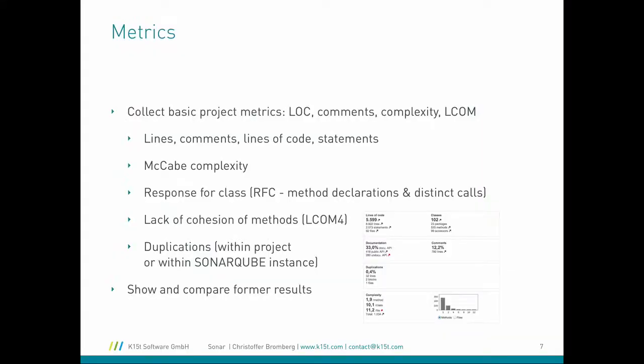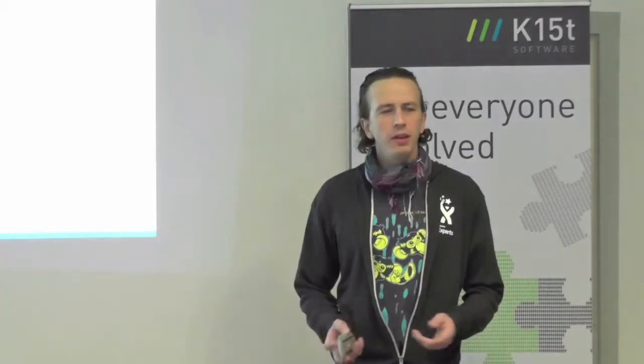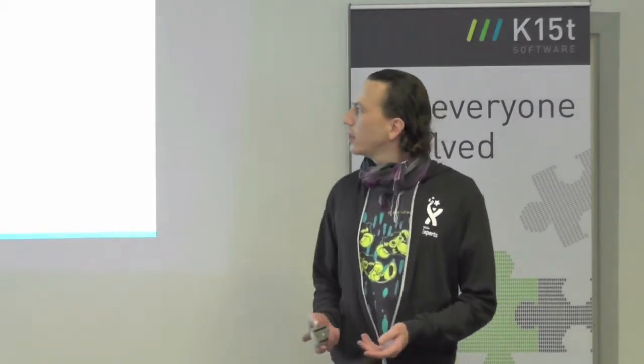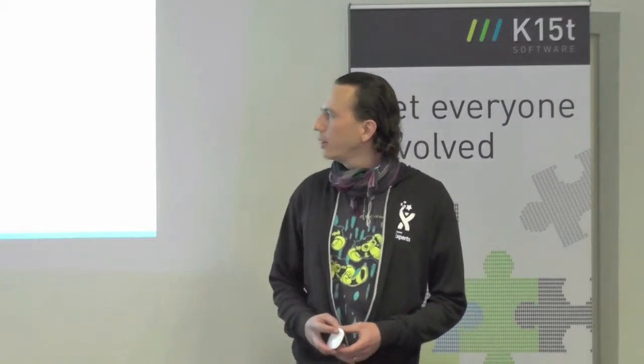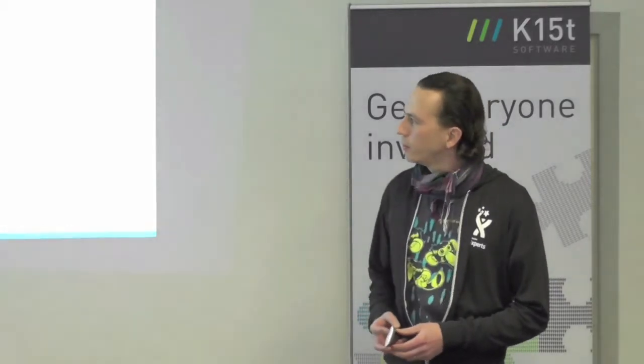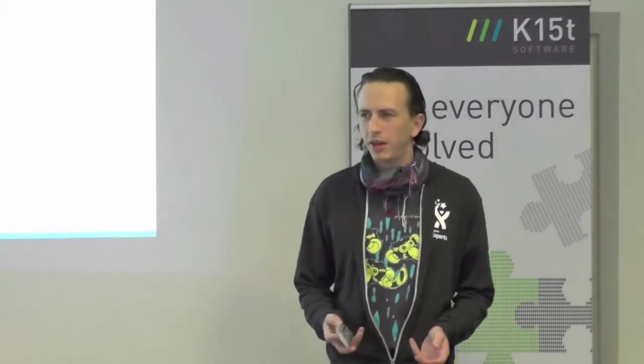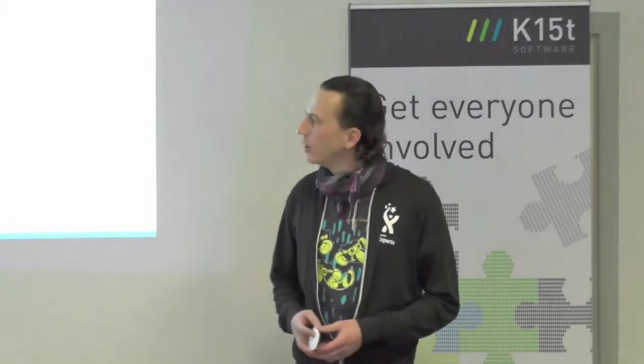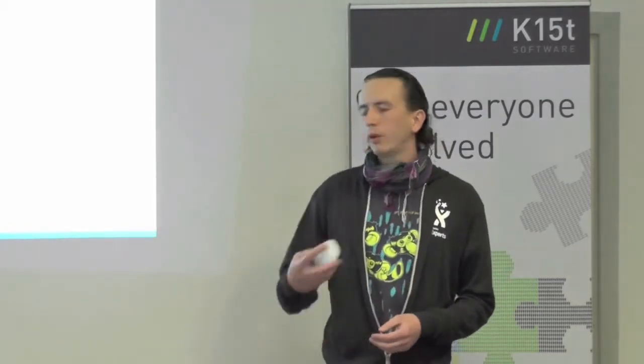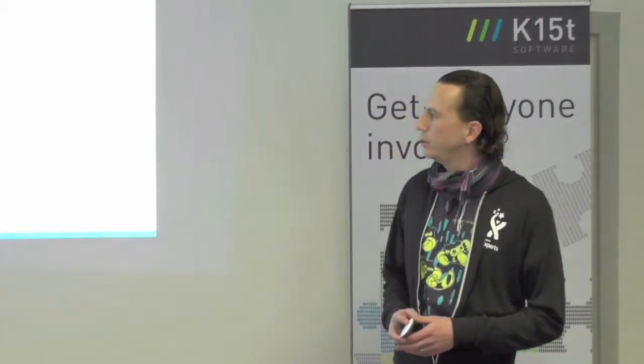The same thing is the lack of cohesion of methods, which is an indicator that you have methods which have nothing in common, but they're in the same class, so that's lack of cohesion. And also duplications is a metric which is collected by Sonarqube, and this metric can not only be collected for your single project. So, for example, if you define the same string literal many times, there will be a typical duplication. But also it can be collected over your Sonarqube instance, that is between different projects. So you might really find possibilities for reuse.